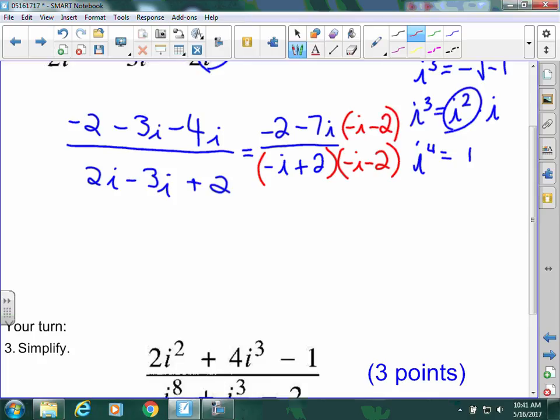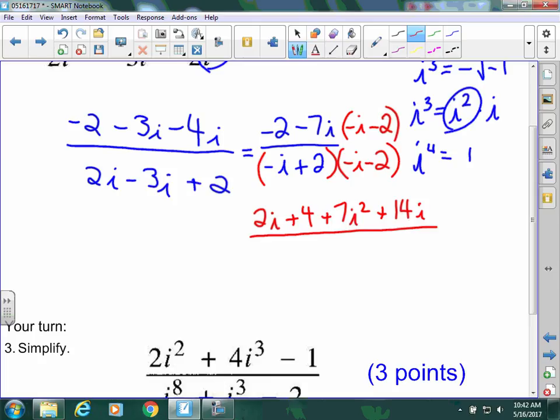So if I carry this out, I get a negative 2i. Negative 2 times negative I is positive 2i. The outside is negative 2 times negative 2, that's positive 4. The inside is negative times negative, so positive 7i squared. And the last term is negative 7 times negative 2, which is positive 14i. Okay, that's the top. Whatever we get, we don't care.